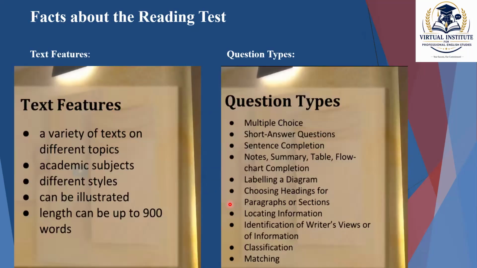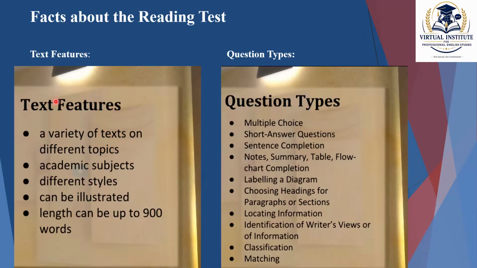Now, the text features. If we talk about the text features, what kind of text could we get? So you may get a variety of texts on different topics. Topics ranging from academic topics to everyday topics to scientific discoveries and other things, right? So you can get a topic on any subject in simple words, right? A topic could be anything, it may talk about anything.